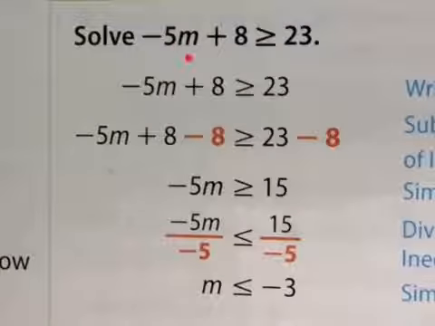As you can see, we have negative 5m plus 8 is greater than or equal to 23. In reverse order of PEMDAS, we first have to get rid of the positive 8. So we subtract 8 from both sides. And then we have negative 5m is greater than or equal to 15. We divide out the negative 5, and when we do so, you'll notice that because the coefficient is negative, the sign has now switched around. This side used to be greater than or equal to, and now it's become m is less than or equal to negative 3. You see the sign flipped around because the coefficient is negative.